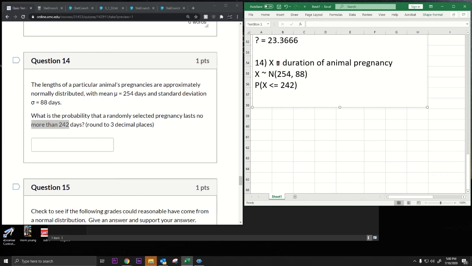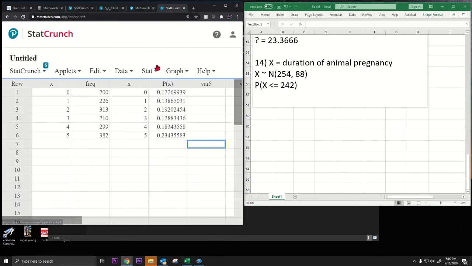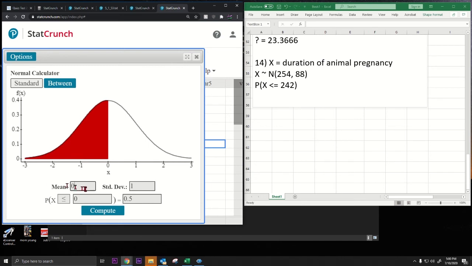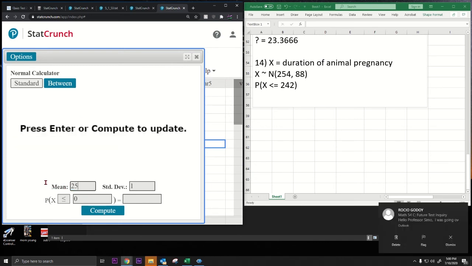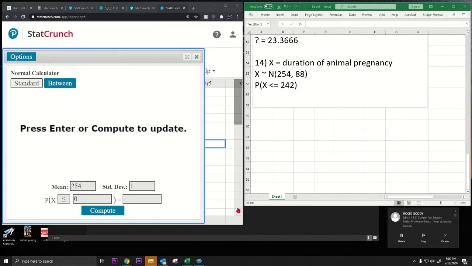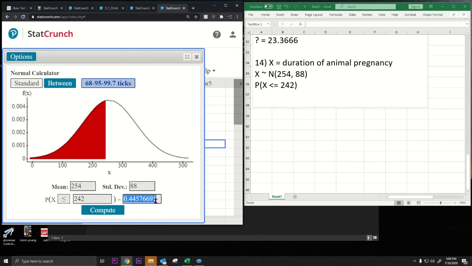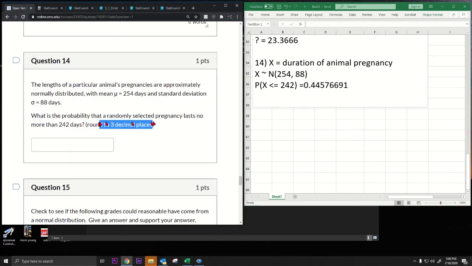Alright, so I'm pretty much going to plug it into the normal calculator and find the answer. Let's start from scratch. Go to normal. 254 is the mean. Standard deviation is 88. And we're just going to go less than 242, and that's it. There's your answer. Control C. Does it want to round? Oh, 3 decimal places. So I'm going to change this to a 6, and then delete all this. I don't understand how that works sometimes.